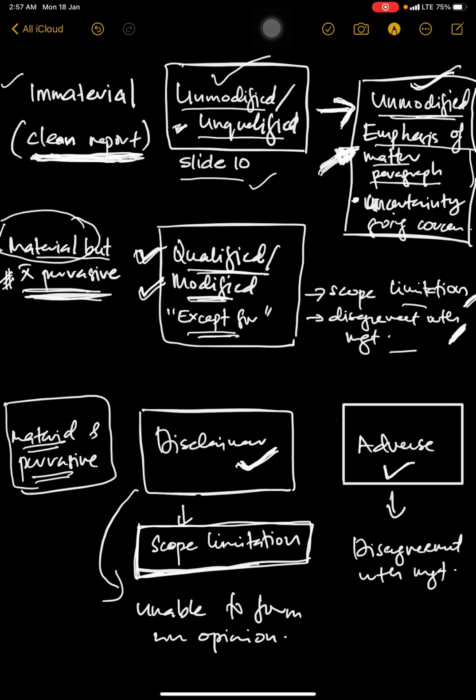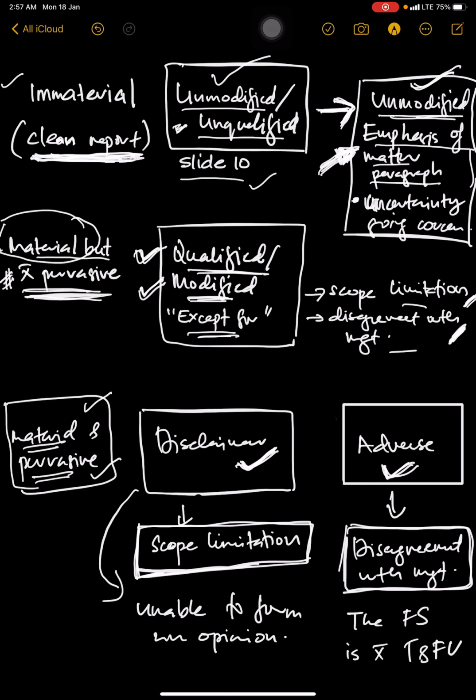The next one is adverse. Adverse is the worst scenario because it is material and pervasive, and adverse comes from disagreement with management. The management says A, you say B. So adverse means you say the financial statement does not show a true and fair view. This is the worst scenario.